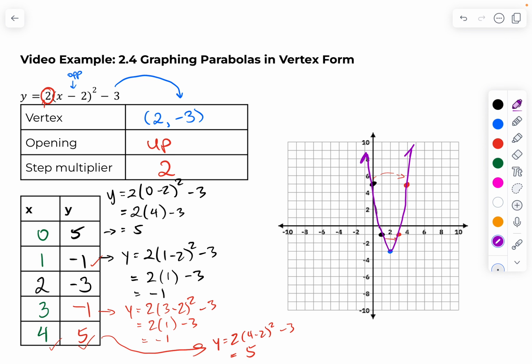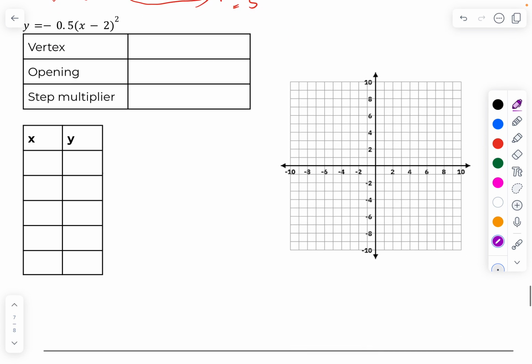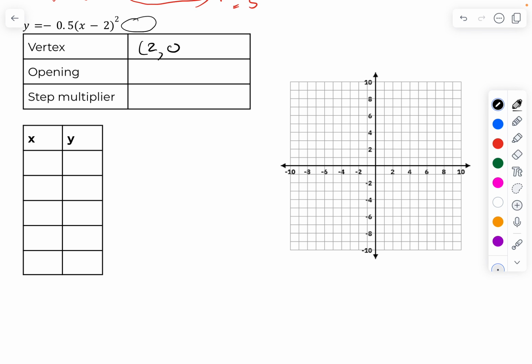Okay? Let's look at one more. Okay, so my vertex here, again, 2 to the right, so x is 2, and then the y value out here, there's nothing. That means the y is 0 because it hasn't moved up or down. This is opening down because it has a negative there, and the step multiplier is 0.5, okay? All right, so my vertex, again, I'm going to center it at x equals 2, because that's what the x value is, y is 0. And then to the right is 3 and 4, and to the left is 1 and 0.